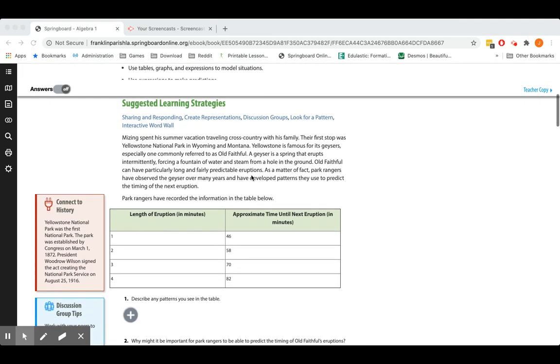Some of the strategies that we will be able to use are sharing and responding. A little tricky when it's just me talking to a video recorder and you watching it, but there are ways for you to share and respond on the Google Classroom. Create representations, discussion groups, again, tricky when we're not even allowed to be together sometimes. Look for a pattern, and interactive word walls. So sometimes you'll need to write down words and kind of make connections in your notebook with what's happening.